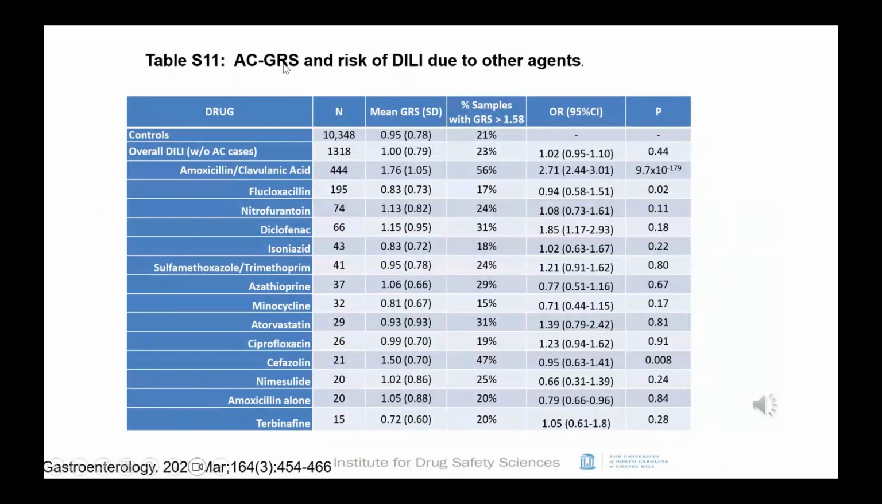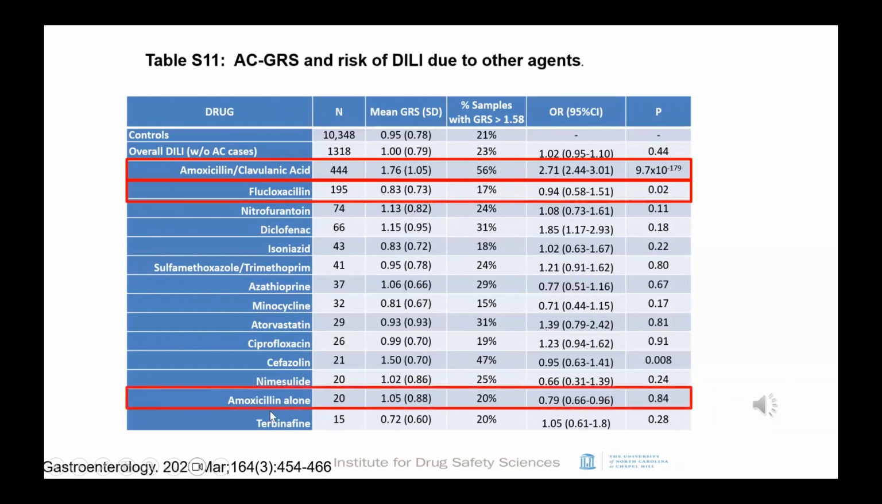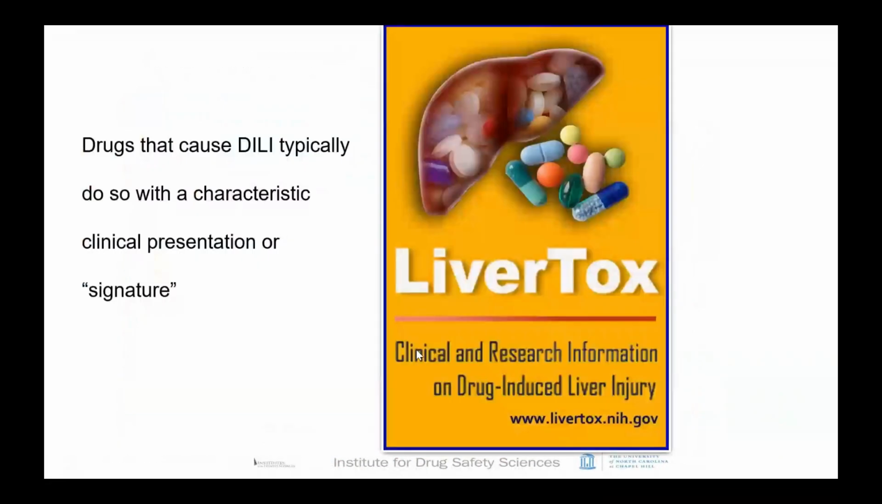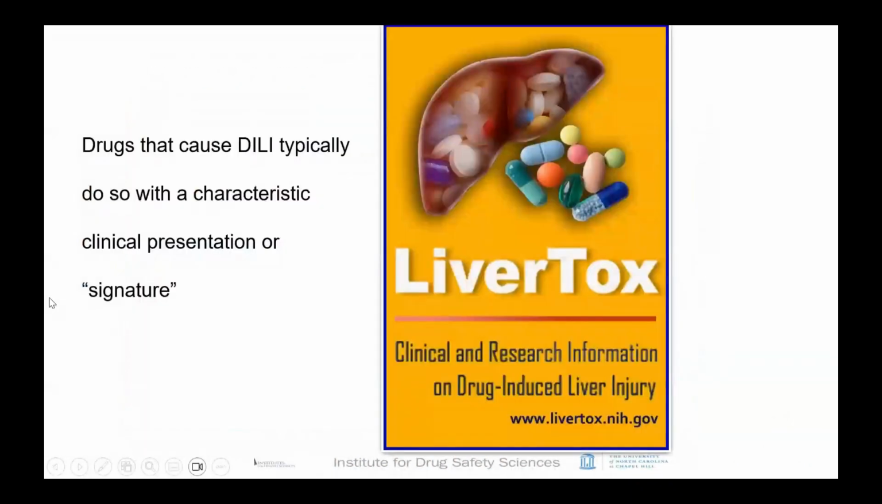This genetic risk score is very specific for AC DILI, highly significant, not significant for flucloxacillin, for instance, where we have a substantial number of cases. In fact, the trend is in the opposite direction, actually to be protective. Amoxicillin alone does not share this combination of risk factors. And actually, the only other one is cefazolin, you can see here. But again, the trend is in the opposite direction, and this p-value does not survive multiple comparisons.